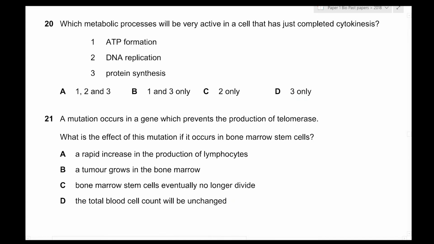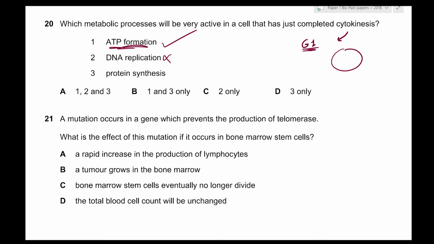Which metabolic process will be very active in a cell that has just completed cytokinesis? So, a cell that has completed cytokinesis is small. So it actually needs to grow, and this takes place, by the way, in G1 phase, after it has completed cytokinesis. So to be able to actually grow, it needs to synthesize proteins. Therefore, ATP formation is essential in protein synthesis. Therefore, this is correct. For 2, DNA replication. In G1 phase, we do not need anything to do with DNA replication.